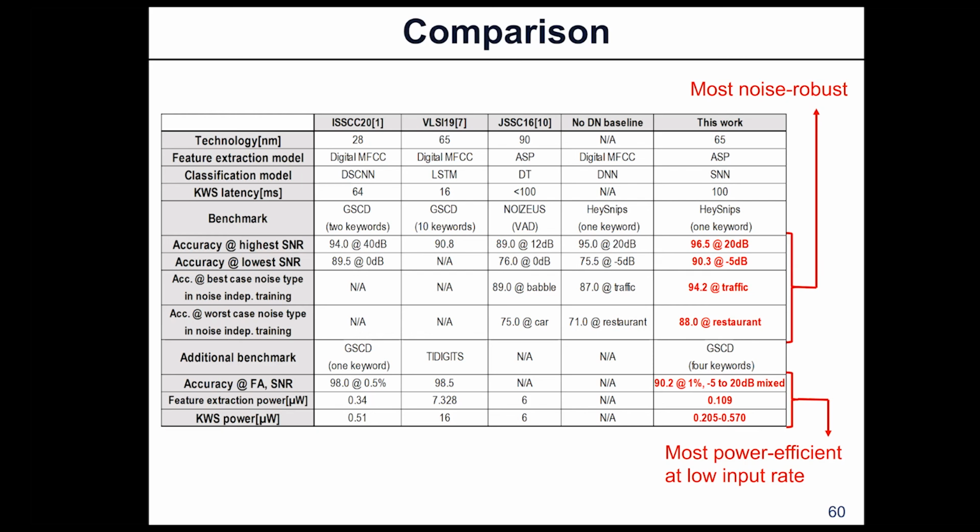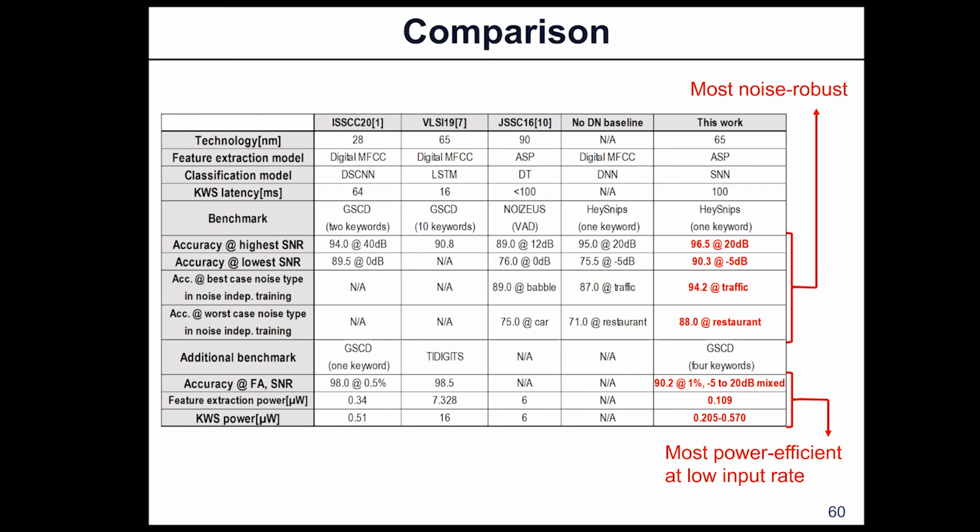Okay, and finally the power consumption is about 200 nanowatts to 570 nanowatts in the bottom row. That's combining everything, end to end. So these are actually among the most power efficient end-to-end keyword spotting systems as far as we know so far.